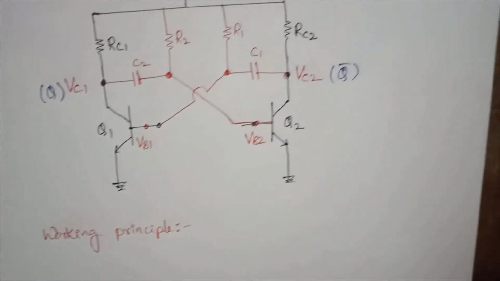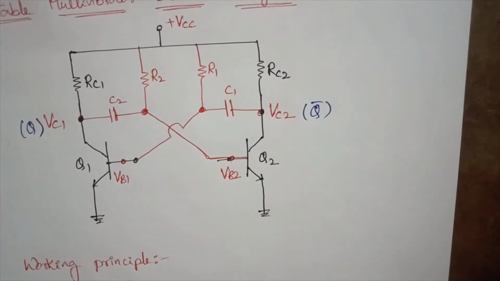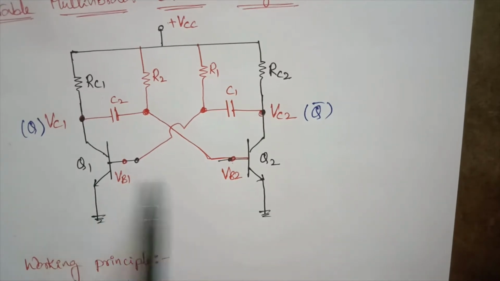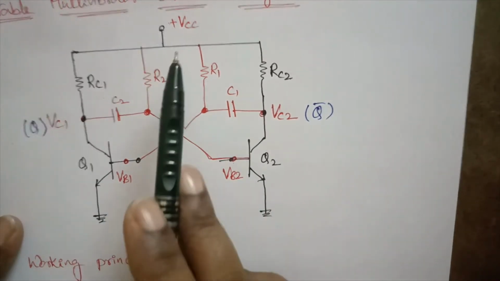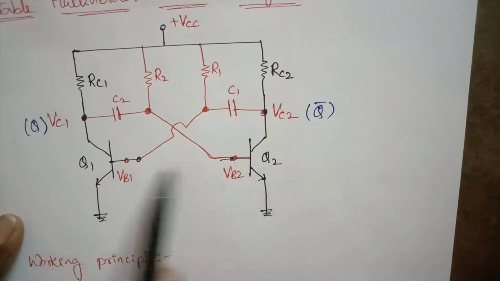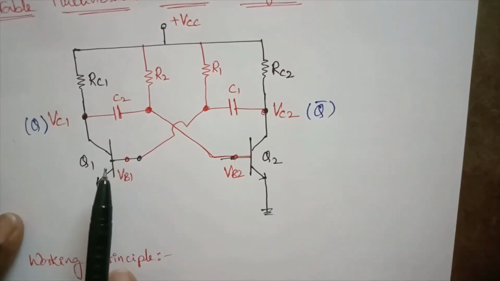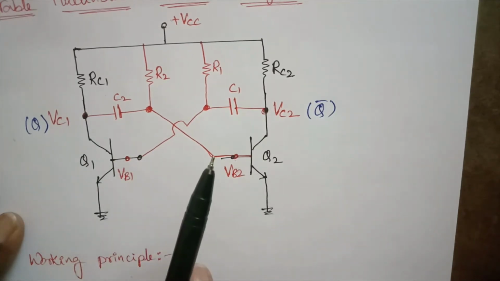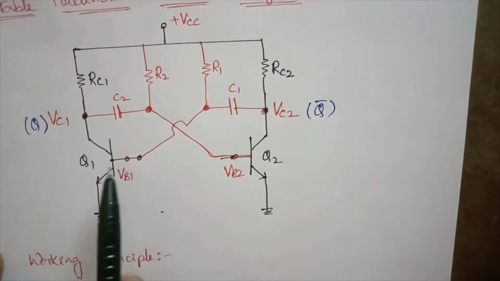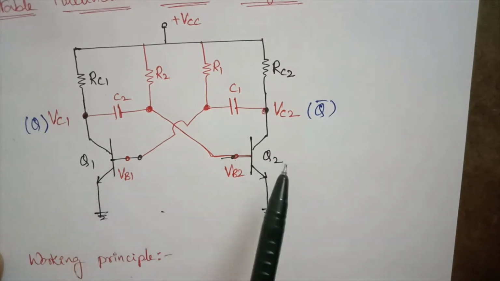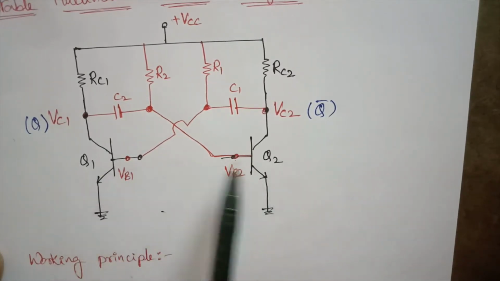Let us explain the working principle with the circuit diagram. Here we have two transistors Q1 and Q2. Whenever we apply the power supply plus VCC, what happens? These transistors turn on. I already told that at a time both transistors are not switched on. One transistor is on and the other one is off. This is possible due to the internal doping level concentrations of these transistors.